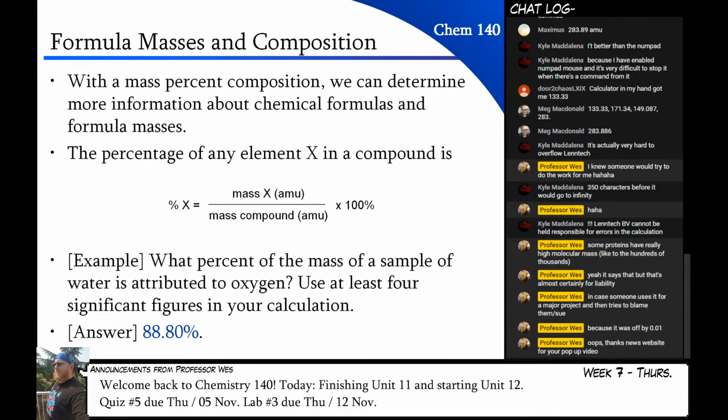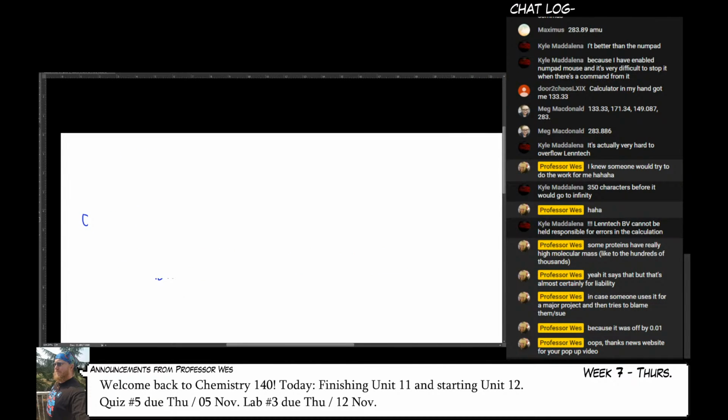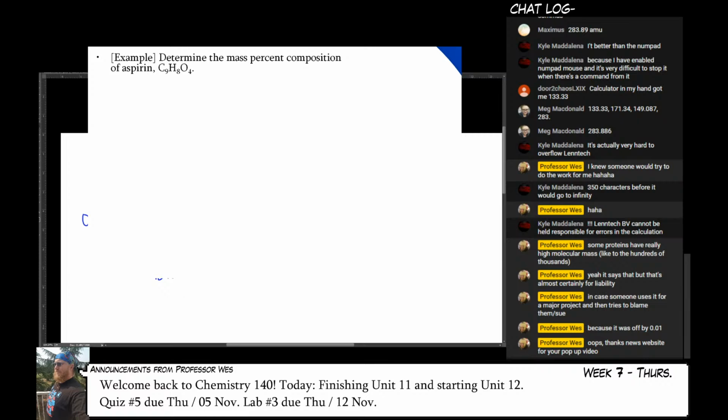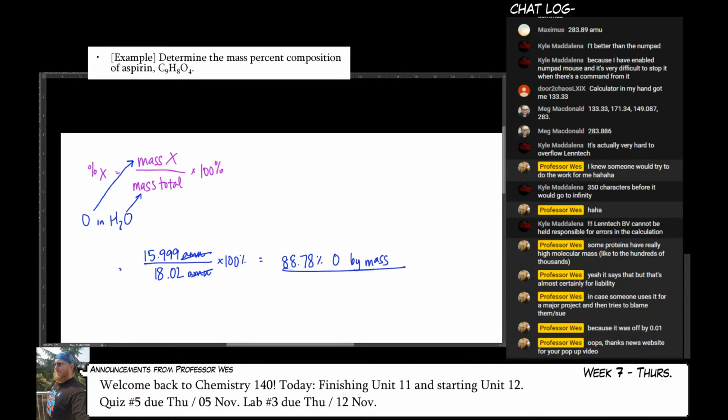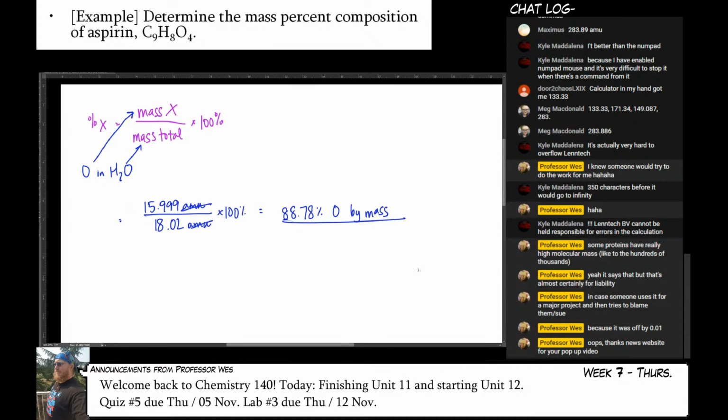All right. Let's do another example. Let's determine the composition of aspirin. What percent of aspirin is each of these elements? So carbon, hydrogen, and oxygen. I have to change where this is capturing. So we'll do that. So we're going to do the same thing.